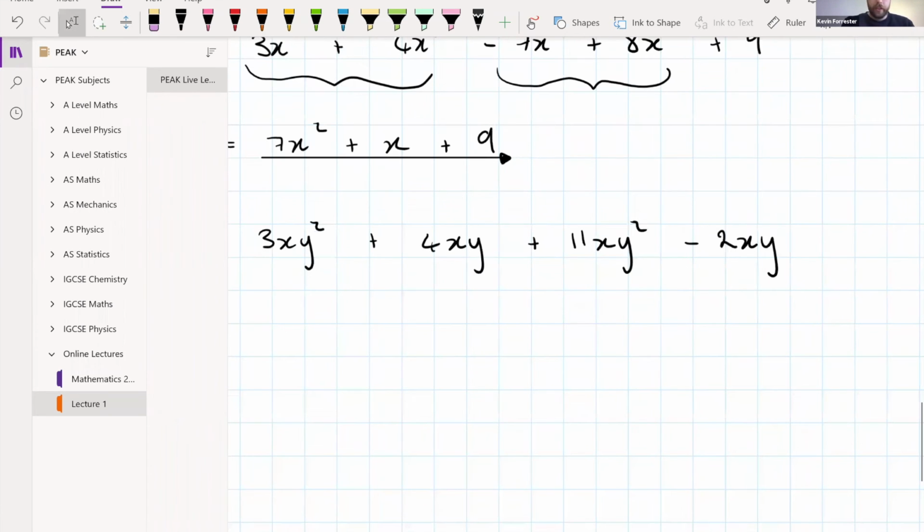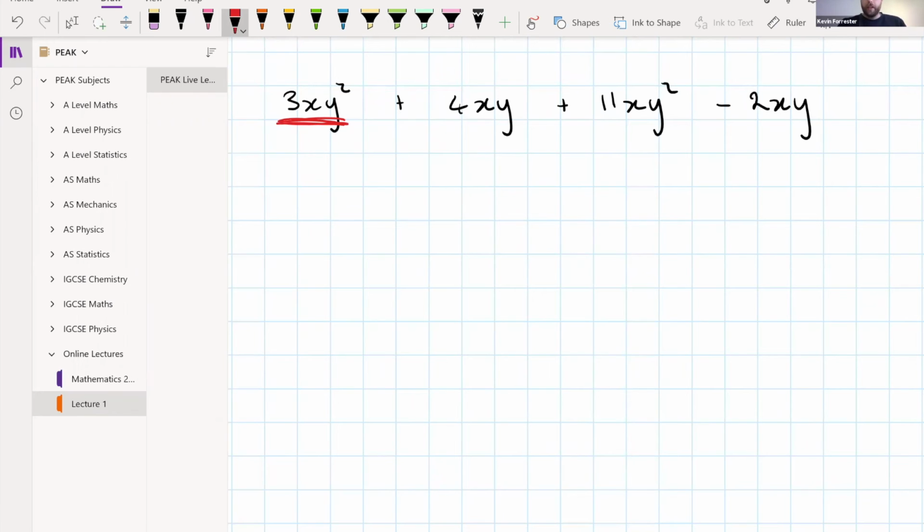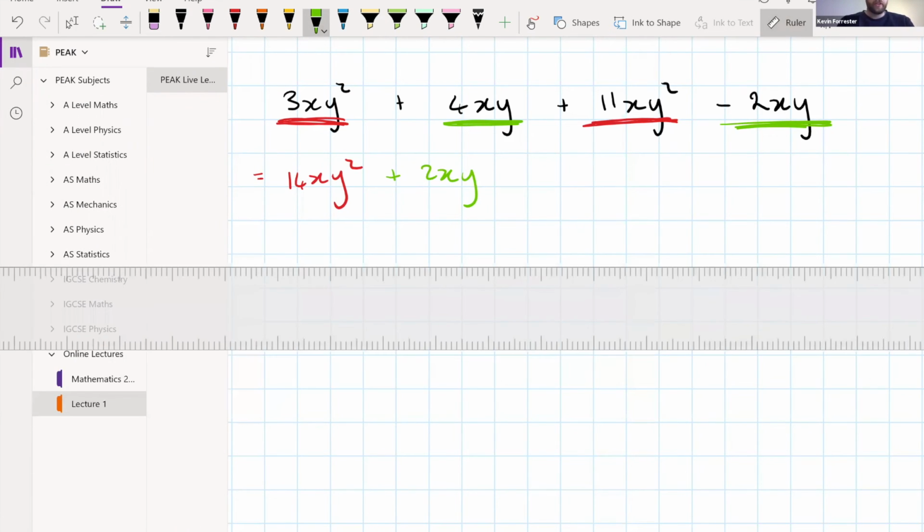You see we have this 3xy squared, and we have this 11xy squared, and so those combine to form 14xy squared. And then if we take a look at the 4xy and the minus 2xy, those also combine to form plus 2xy. And that is our simplified expression.